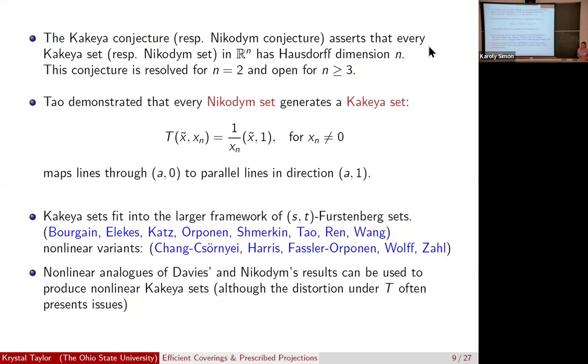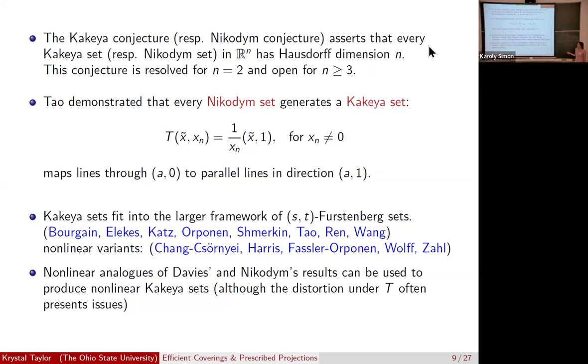So you find something that's very Kikaya-like that has dimension a little bit less than 3 in 3 dimensions. So Tao demonstrates that Nikodym sets generate Kikaya sets. So in this way, the Kikaya conjecture implies the Nikodym conjecture. In fact, the well-known restriction conjecture from harmonic analysis implies the Kikaya conjecture, which implies the Nikodym conjecture.